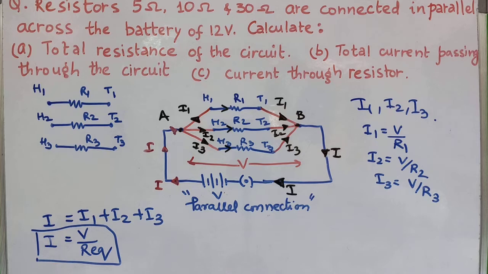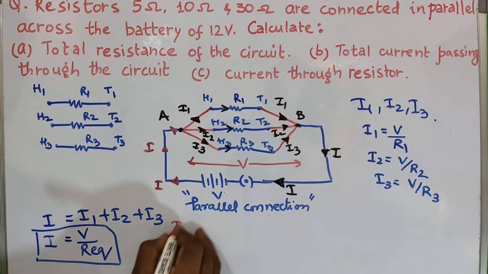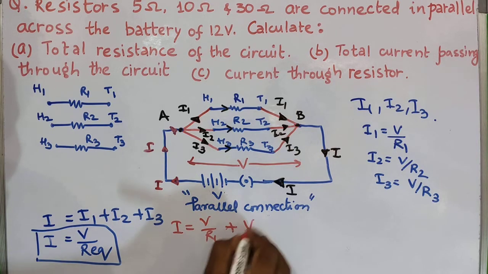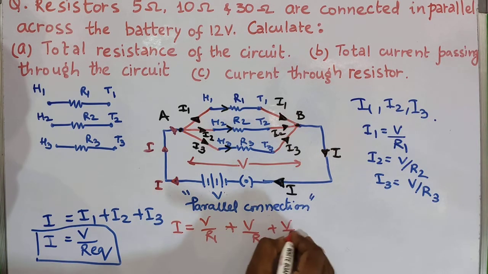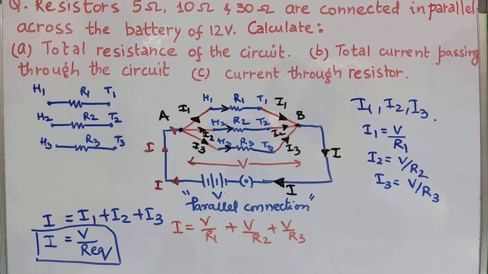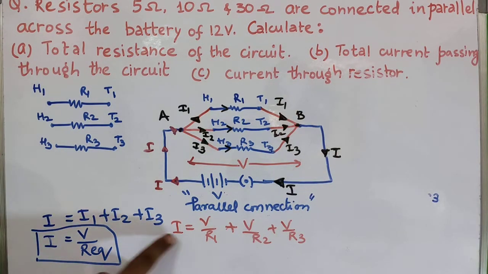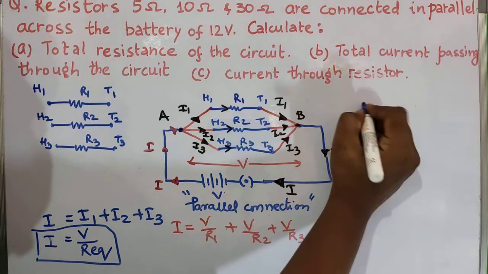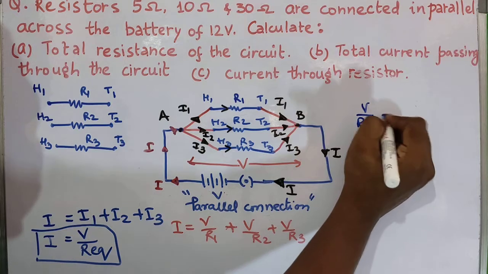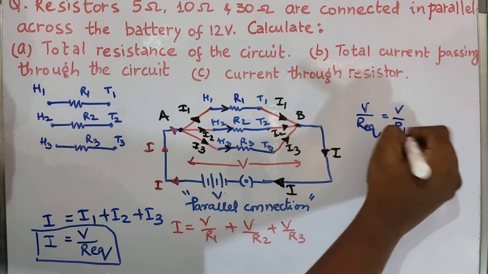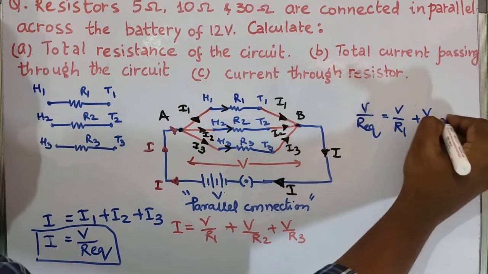So let's put the values of I1, I2, I3. I is equal to, I1 is how much? V by R1. I2 is how much? V by R2. I3 is how much? V by R3. Right? So we have written the values of I1, I2, I3. Now here, can I write I as V by R equivalent? So I is written as V by R equivalent. Here, what is on the right hand side? V by R1, V by R2, V by R3.